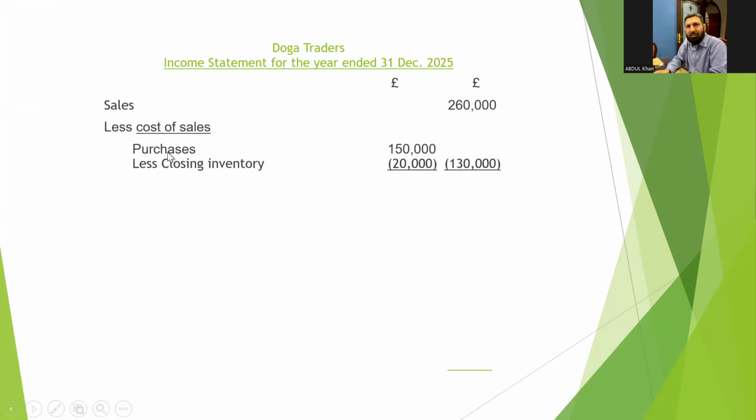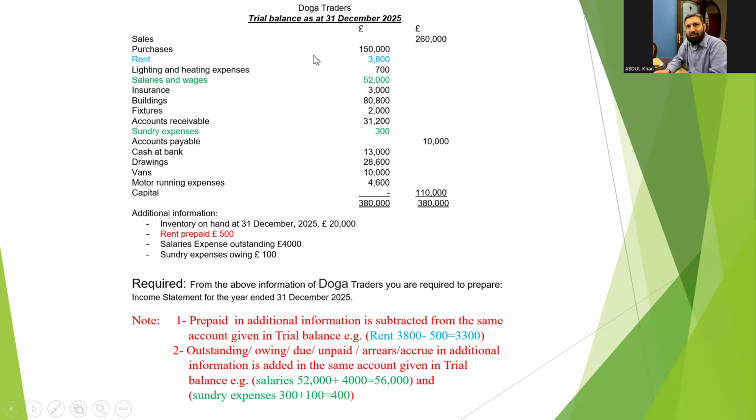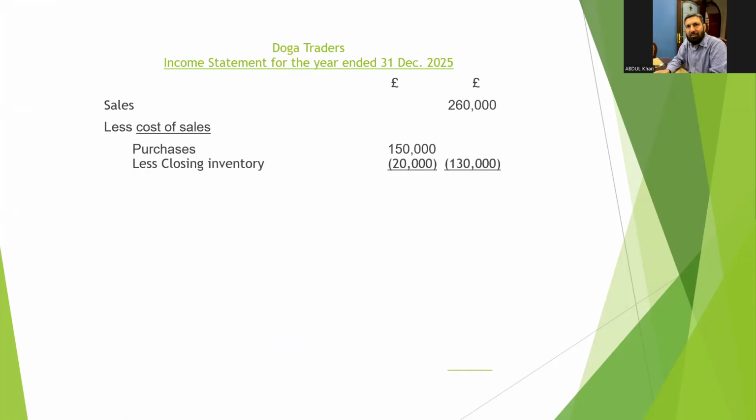Purchases are 150,000. Just go back to the question again. Purchases, how much? 150,000. And then you subtract the inventory at closing, 20,000. So you take purchases of 150,000 and subtract the inventory at the end of the year. It is given in the additional information.